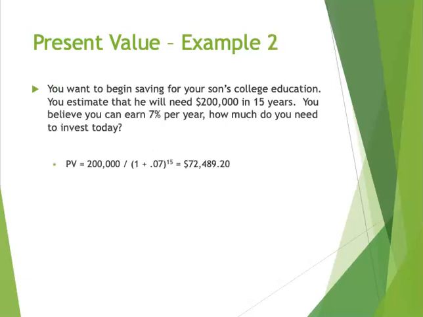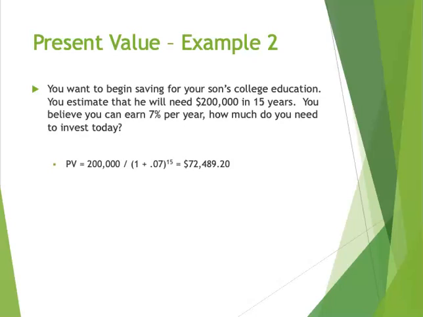Let's look at another example. So let's say you want to begin saving for your son's college education. You estimate that he will need $200,000 in 15 years. And you believe that you can earn a 7% interest rate per year. So how much do you need to invest today, right? So we know that we need $200,000 in 15 years. So $200,000 is our future value. 15 years is our time horizon, and 7% is basically our interest.